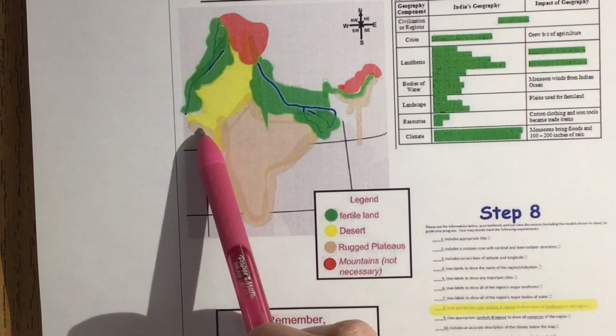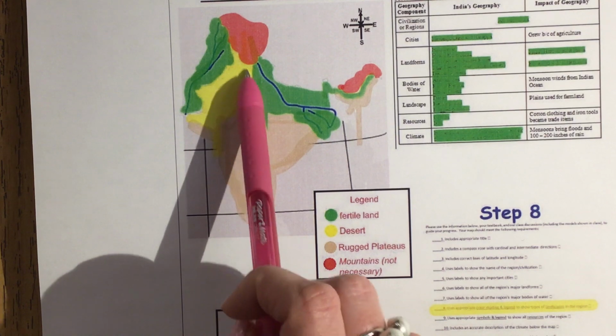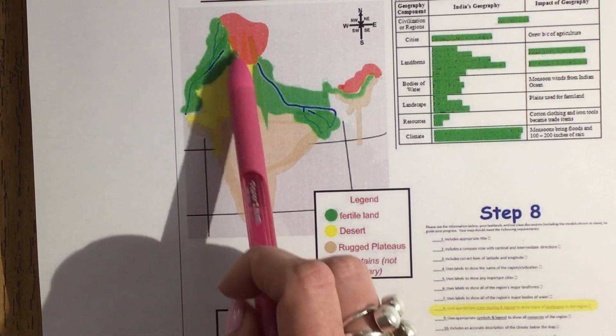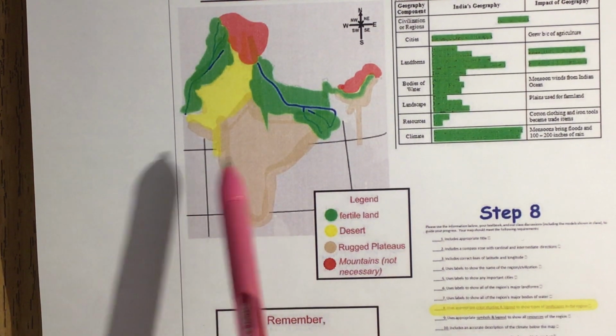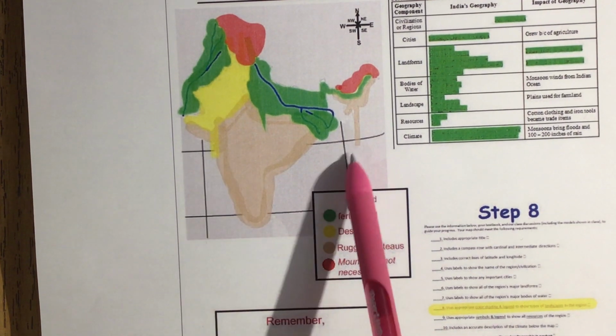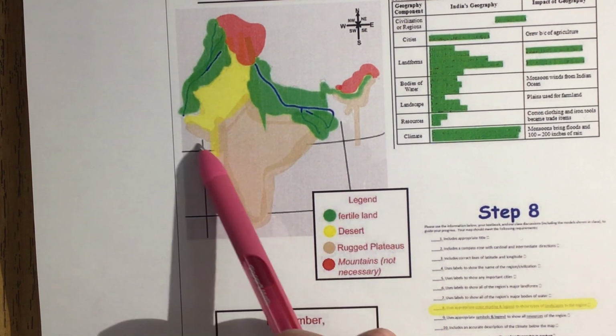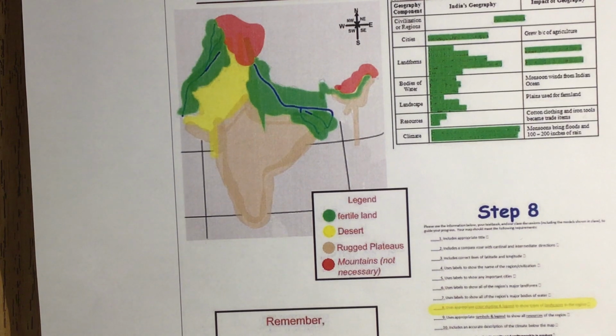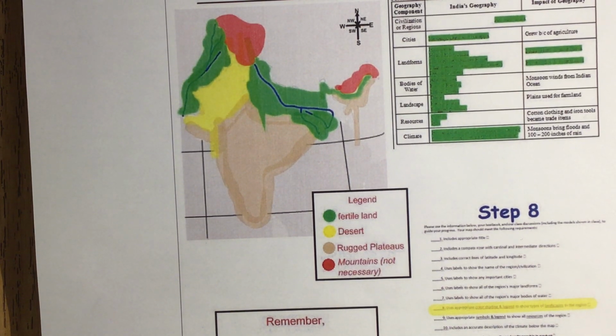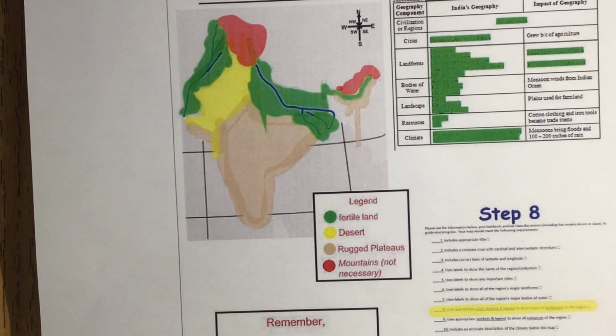So I colored this area, and even if you extended the rugged plateaus up through here, that's okay. But really what I'm looking for is, you should not have a little green perimeter around the subcontinent. Just because it's near the ocean doesn't make it green or fertile. Some people just looked at the map and thought, oh, it's green everywhere in the picture, so I'm going to color green. But no, it was talking about elevation.